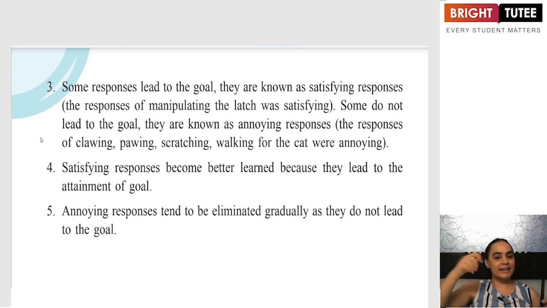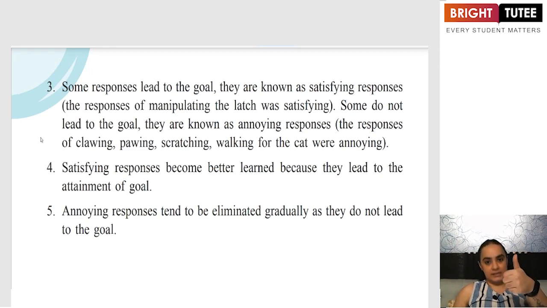Right? The cat did a lot of things and one of those things, that is pulling down the lever, made the cat come out of the box and eat the fish. So those responses which help us get what we want, which help us get our goal, are satisfying responses.